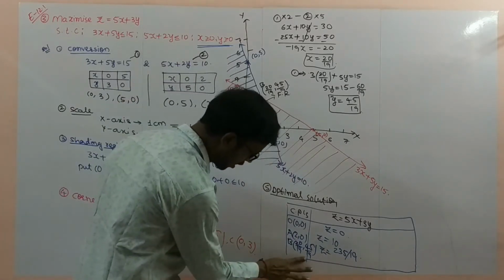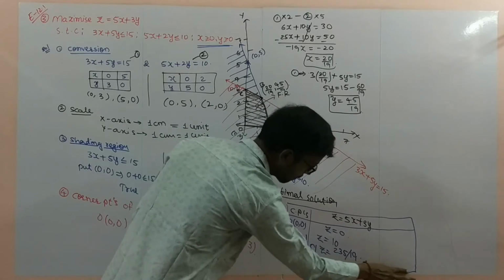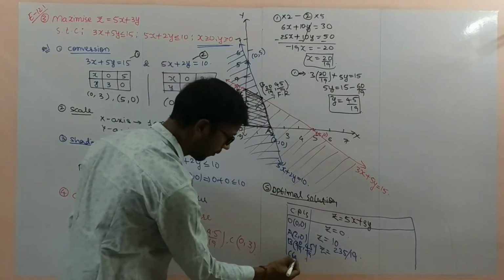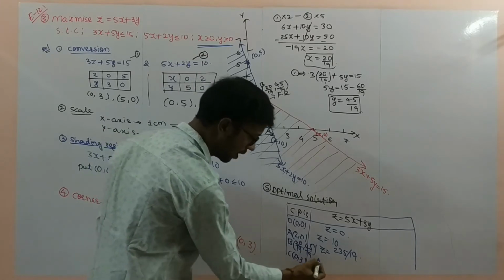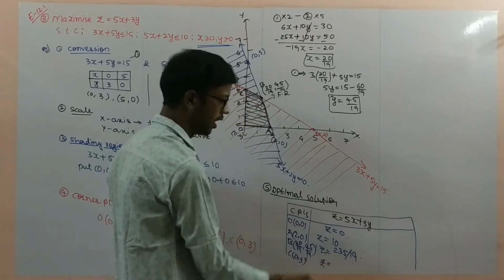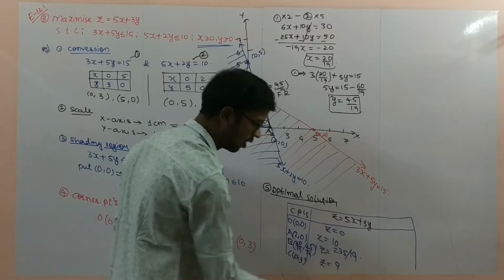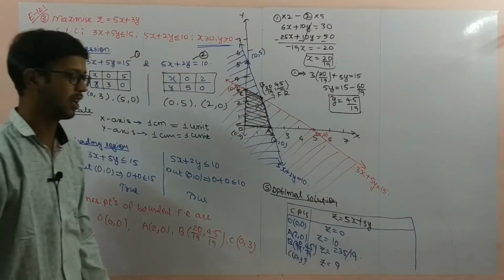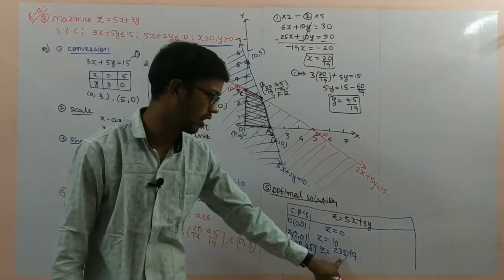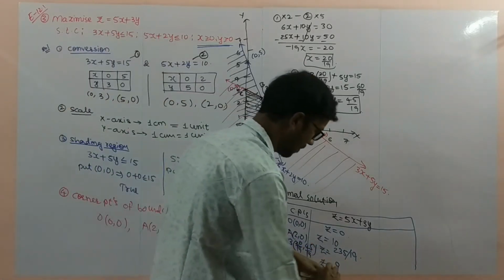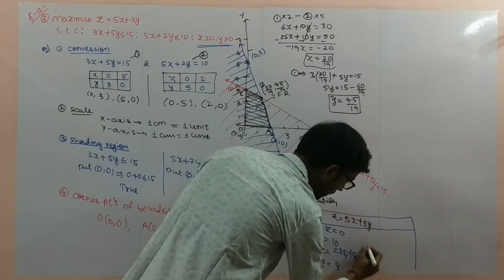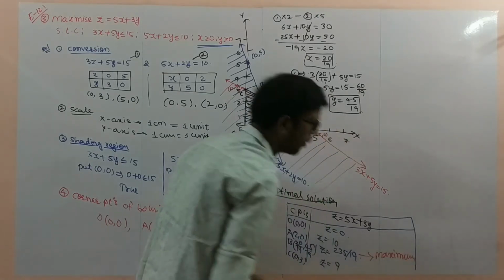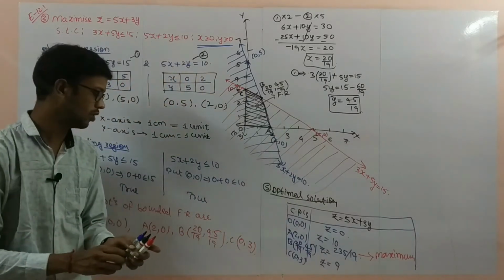Next, the last corner point C, 0, 3. Z value is 3 threes are 9, you will get. So now which is the maximum? Here the maximum value is asked. So the maximum value is 235 by 19. This is the maximum. So the final conclusion you have to write.